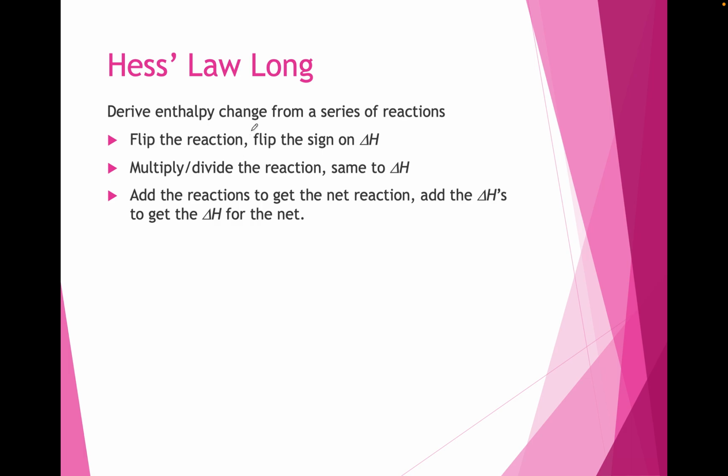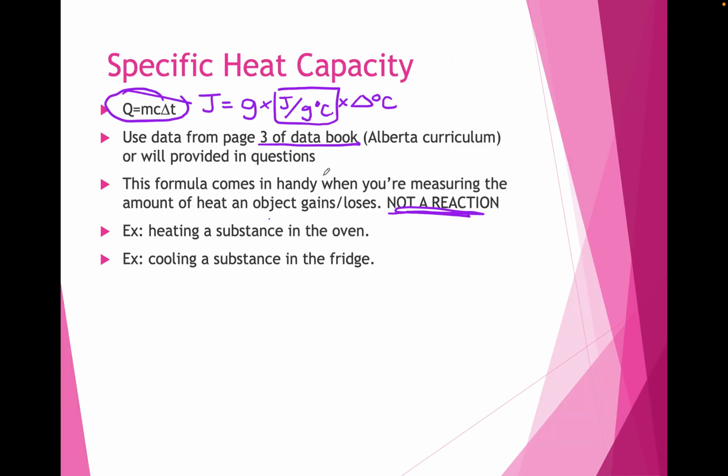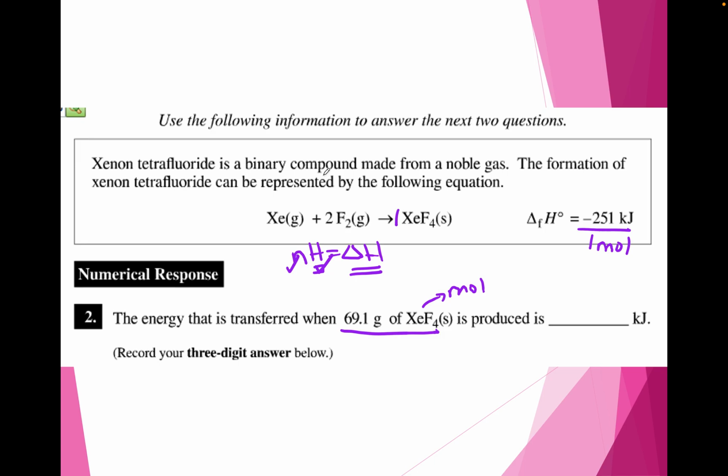So if you flip the reaction, you must flip your sign on delta H. So if it was positive, make it negative. If it's negative, make it positive. Now, the other part is if you multiply and divide your reaction. So if you multiplied your whole reaction by 2, multiply your delta H by 2.